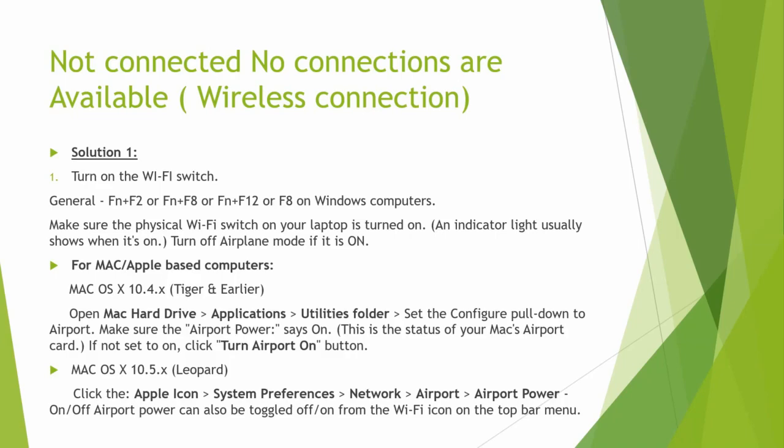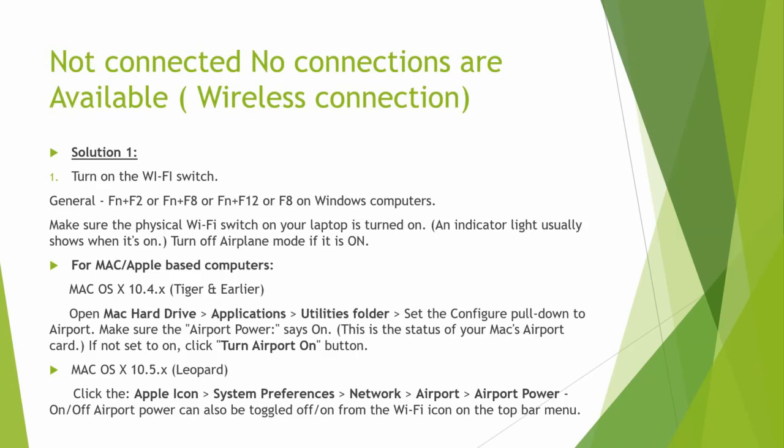In order to turn on the Wi-Fi switch, it depends upon the laptop manufacturer. For a few laptops it is function plus F2. You have to press the function key and the F2 key at the same time. For a few laptops it is Fn plus F8. For a few computers it is Fn plus F12. For a few computers it is just F8. So you have to find out the right keys to turn on the Wi-Fi switch on your computer.